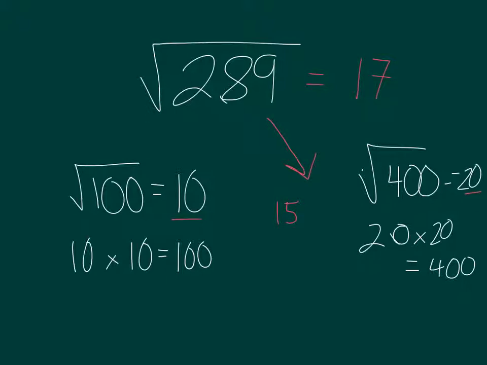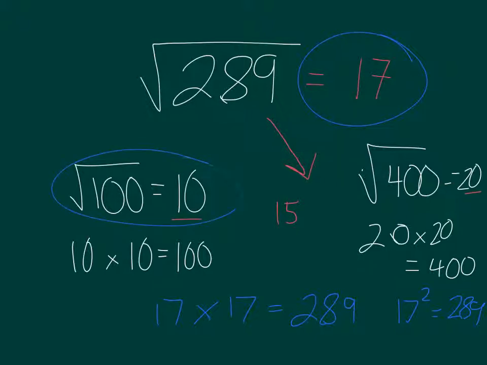And I've got a calculator here. I'm going to check. Yep, you know what? 17 times 17 equals 289, or 17 to the power of 2 equals 289. So even without knowing, I was able to do a really good estimate and just guess that whole number based on these other square roots that I did know. So knowing some large square roots will help you solve some that you don't know if you can just estimate properly.